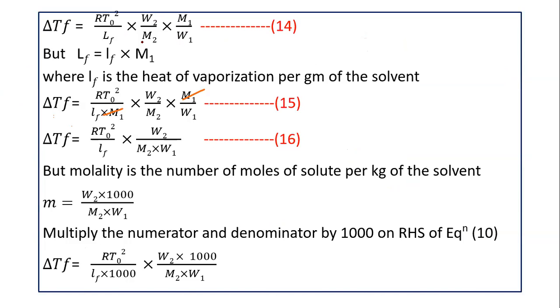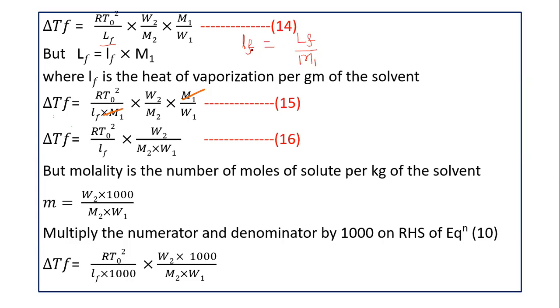Now in this equation, this LF is the latent heat of fusion per mole of the solvent. So we want to write now the latent heat of fusion per gram of the solvent, small lf. This small lf is equal to the latent heat of fusion per mole of the solvent divided by the molecular weight. If it is divided by the molecular weight of the solvent, then the per mole gets cancelled and now it is converted into per gram.